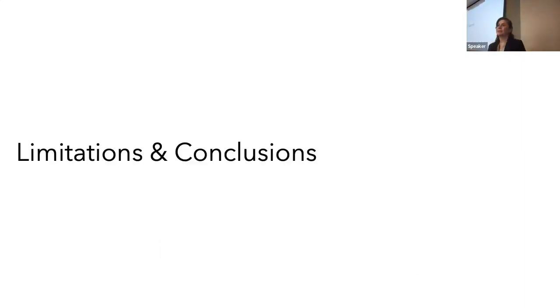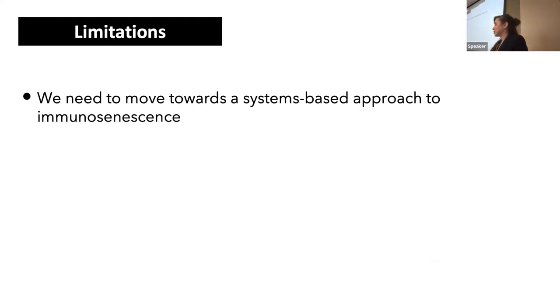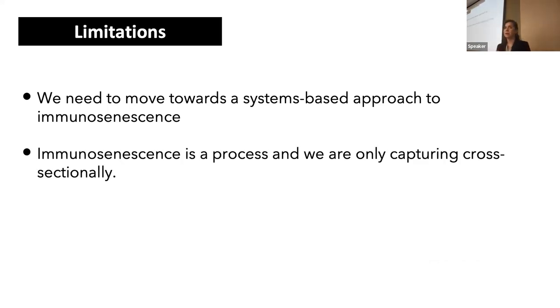So what do these findings mean? They raise a lot more questions than I know what to do with right now, but I think one of the limitations of this work is it's a single shot in time, and it's still only a limited set of measures. So we really do need to move towards a system-based approach to studying immunosenescence that allows for feedbacks, that starts to capture this complexity more than what we were able to do here. We're only capturing this process cross-sectionally at one point in time when they're 65 plus or 55 plus, I forget what the VBS is.